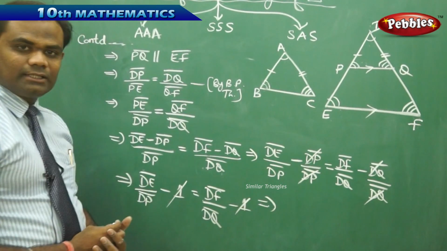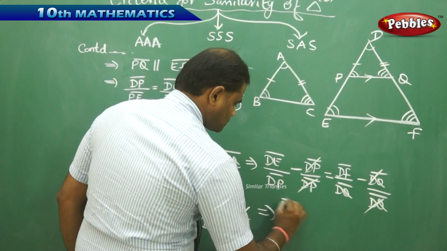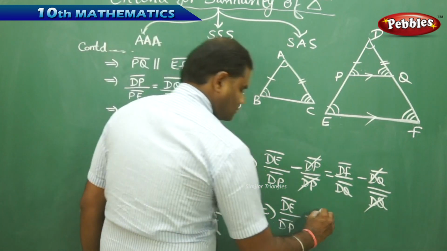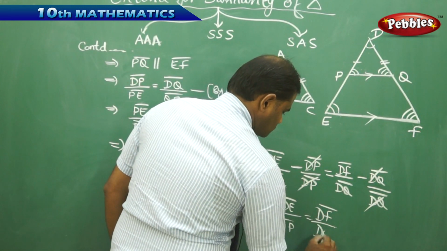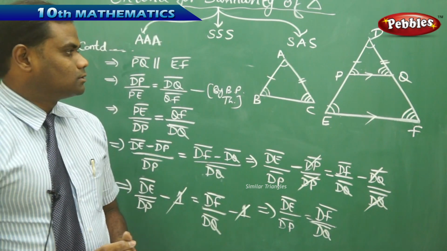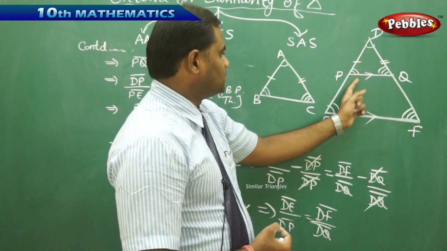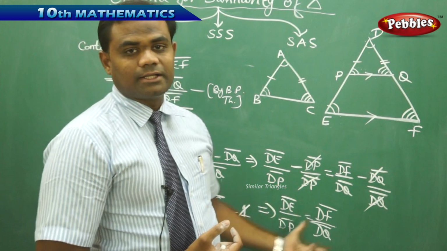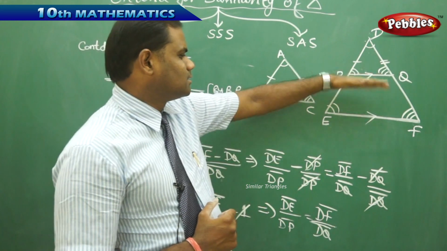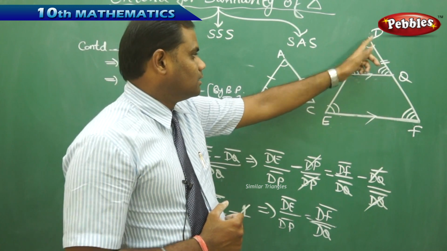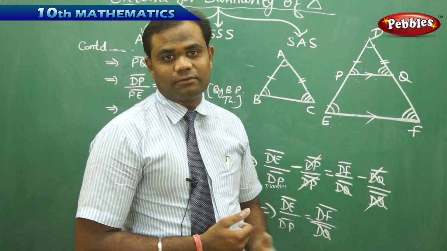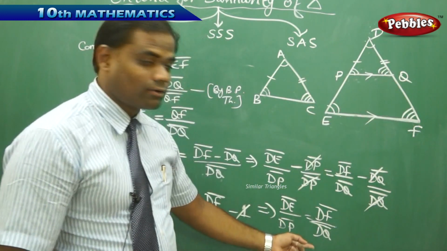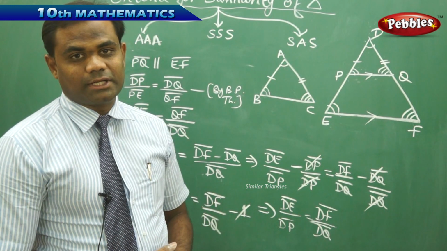And finally, I get dE by dP equal to dF by dQ. So I get here dE by dP equals dF by dQ, which is one more way of understanding the corresponding sides being in the same ratio, because when a line divides the third side parallelly, dP by PE is equal to dQ by QF, and it is equally true that dP by DE equals dQ by dF, as a corollary of the extended basic proportionality theorem.